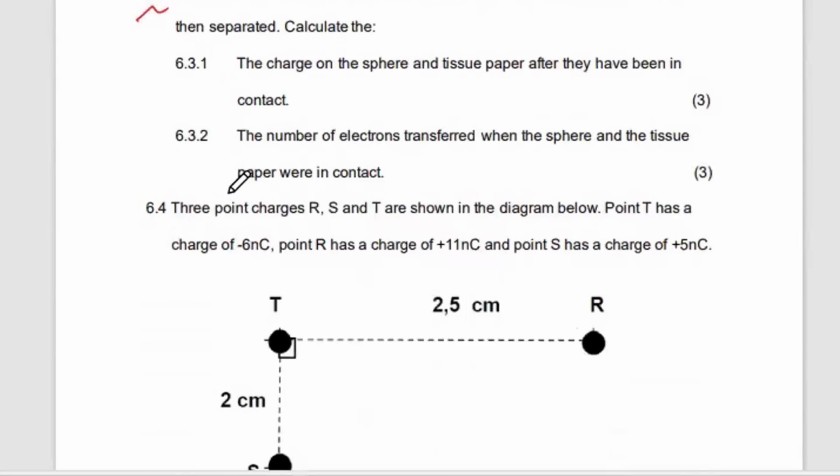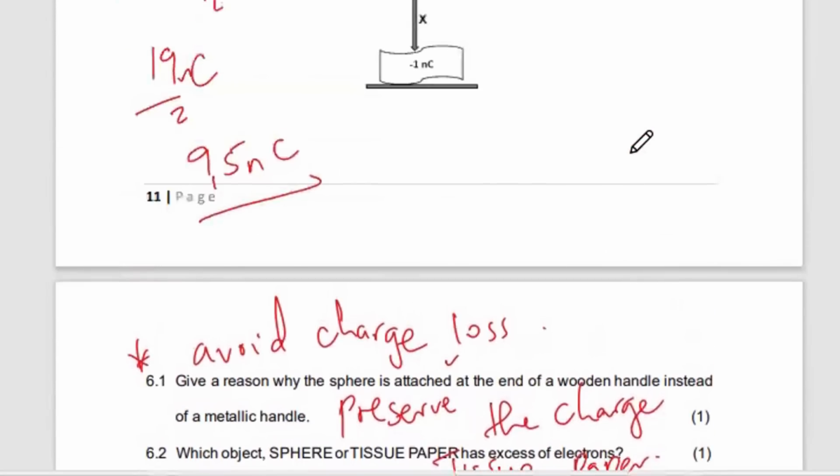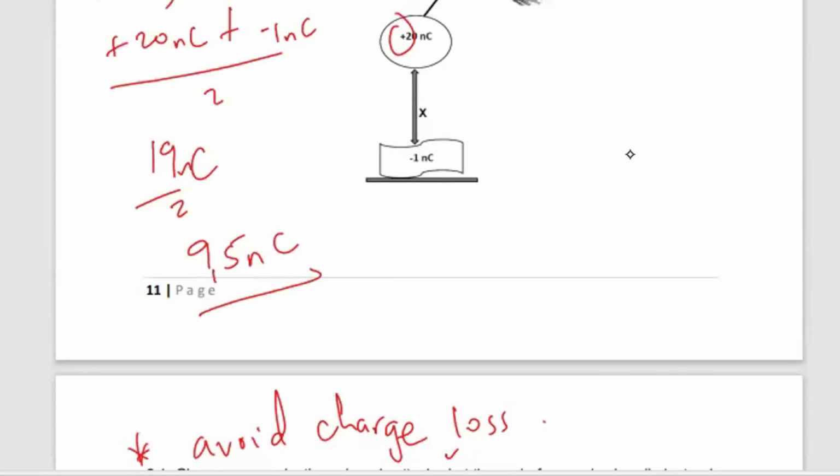Then 6.3.2, they want the number of electrons that were transferred between the tissue paper and the sphere. So what we can see is that initially it was -1. Now it is this. Which means the amount of charge transferred was 9.5 minus -1, which becomes 10.5 nanocoulomb. So this is our key.